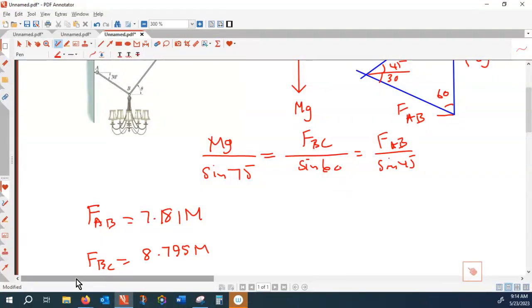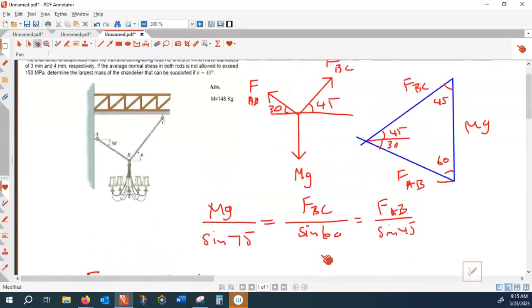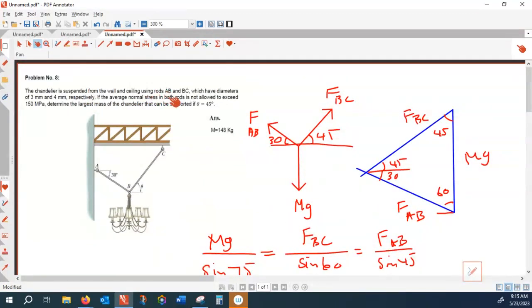If you want to find the performance, you need three inputs. First is the force, second is the cross section, third is material or limit. So here that is just a force. How do I know about the area? So it says AB has a diameter of 3 millimeters. So DAB is 3 millimeter, and the diameter of BC, that is 4 millimeter.